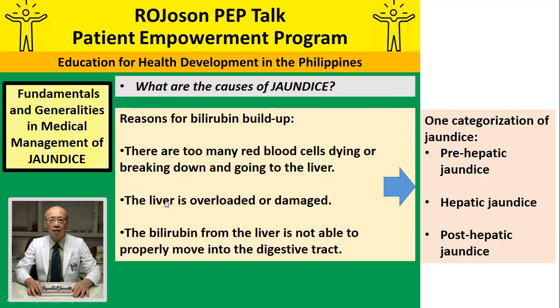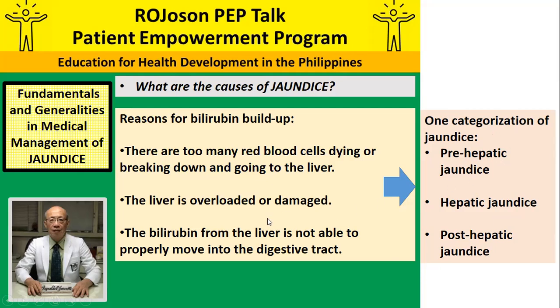Then the other reason is the liver is overloaded, okay? Especially when the liver is damaged also. So the bilirubin is overloaded in the liver. That's why it's called hepatic jaundice, at the level of the liver. So the cause in prehepatic is before it goes into the liver stage of liver breakdown.